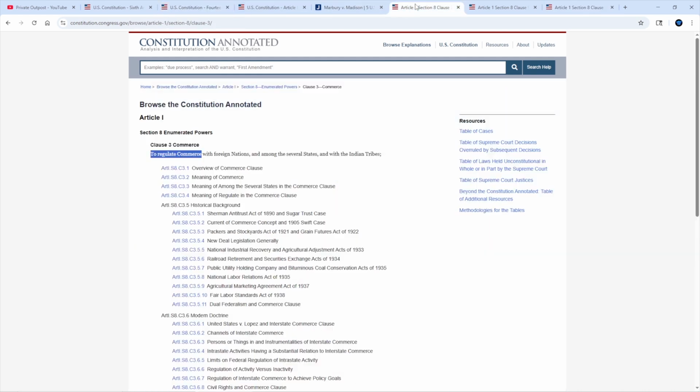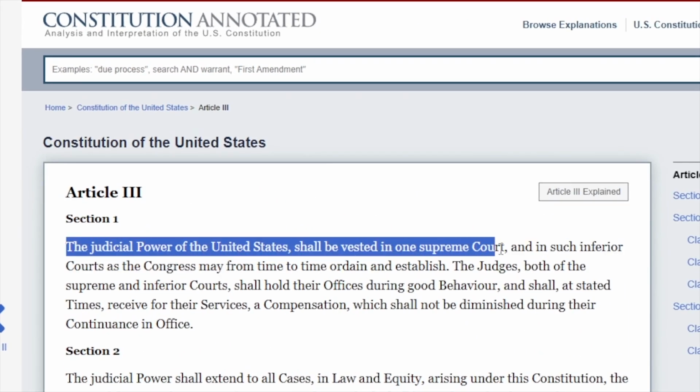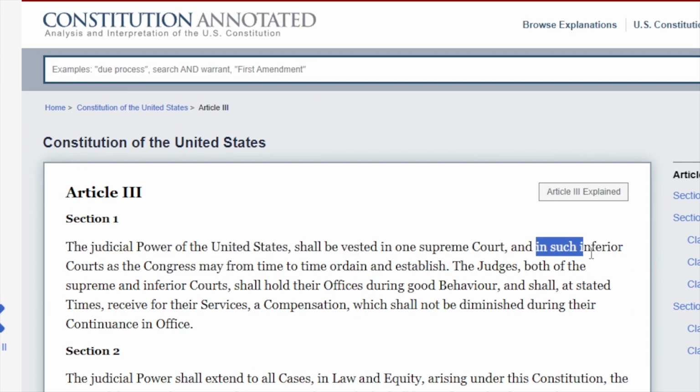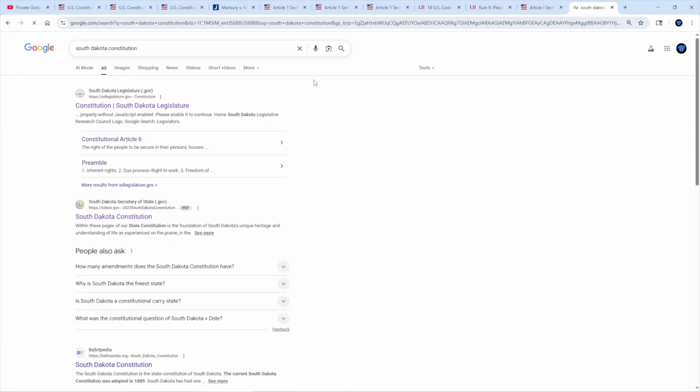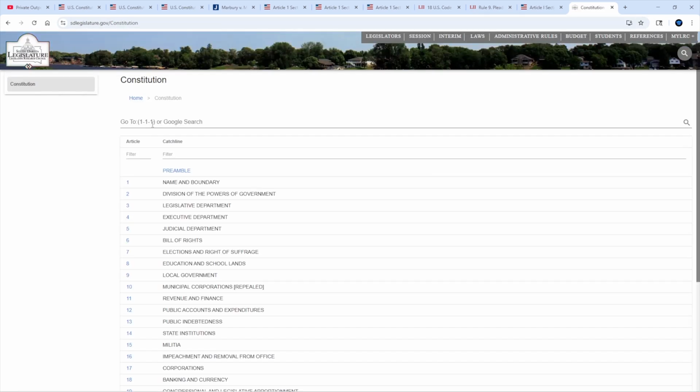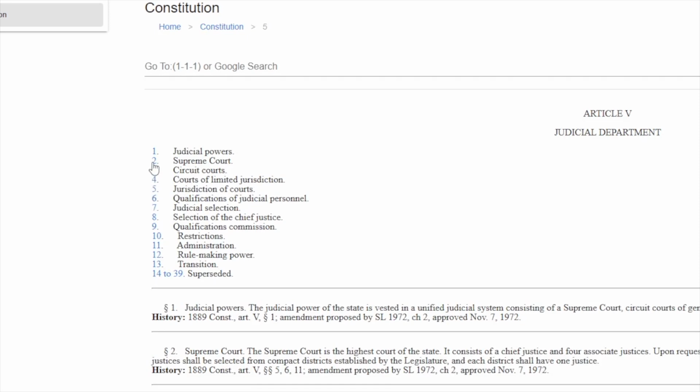Okay, so we were going through the judicial power. Where is it here? Right here, Article 3. The judicial power is vested in the Supreme Court. And this becomes a legislative power in these inferior courts that Congress makes. So this happens on the state level just like the federal level. Separation of powers is happening on both levels.